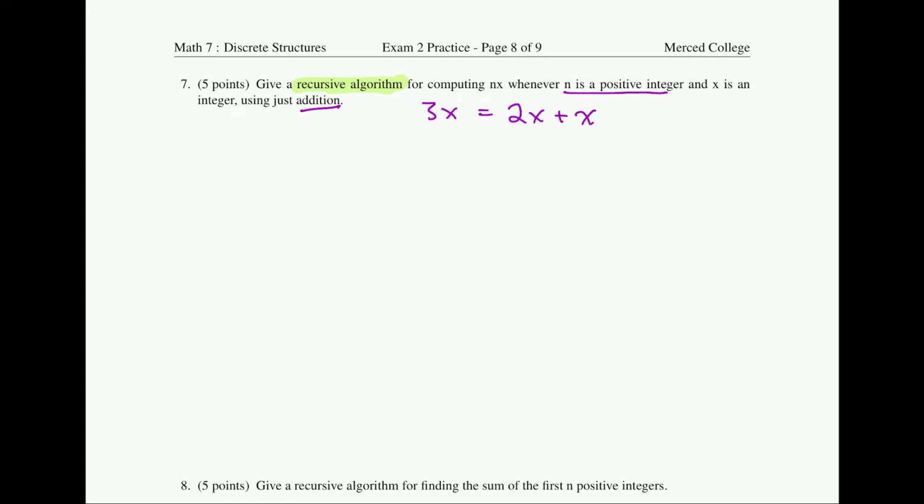So what would an algorithm look like? Well, we can just write it. Again, I'm just going to write MATLAB code, although you don't have to. So I'll say function y equals, and what are we going to call this? I don't know. Just maybe mult. No, that's a bad name.